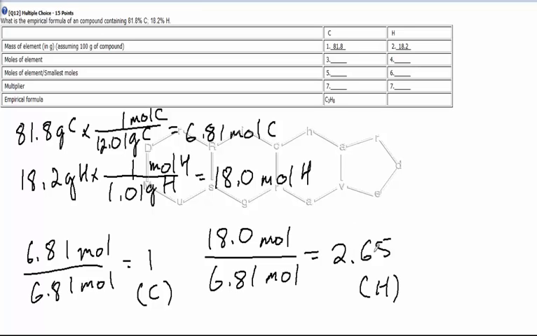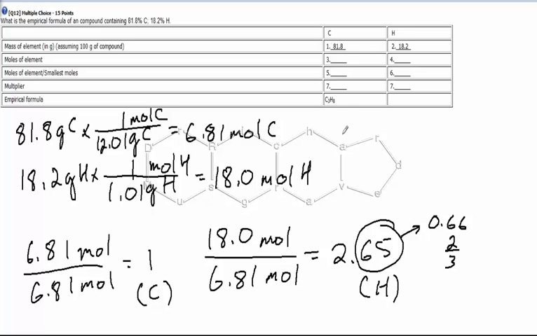Now we can't just go ahead and round this to a whole number. It's way too far away from a whole number. What we've got to do is we've got to look at the 0.65 and ask ourselves, well, what common fraction is that closest to? And from what I know, I'd say that 0.65 is close to 0.66. And if I had 0.66, what I would want to do is realize that 0.66 is the same as saying 2/3 or 2 over 3.